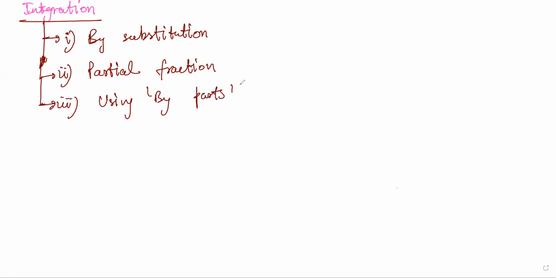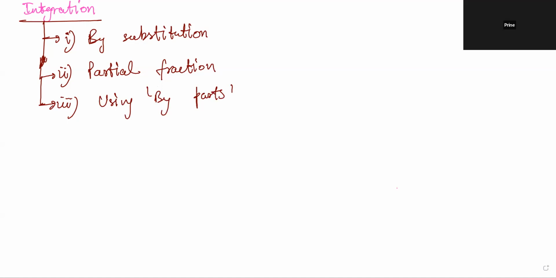So there are three methods basically by which we can approach this chapter, and they are mainly substitution, partial fraction, and by parts, right? So whenever I face any problem, I'll have to categorize that problem into one of the methods. First of all, that will be my first approach, my first step. And then I'll be deciding how to do this by that particular approach.